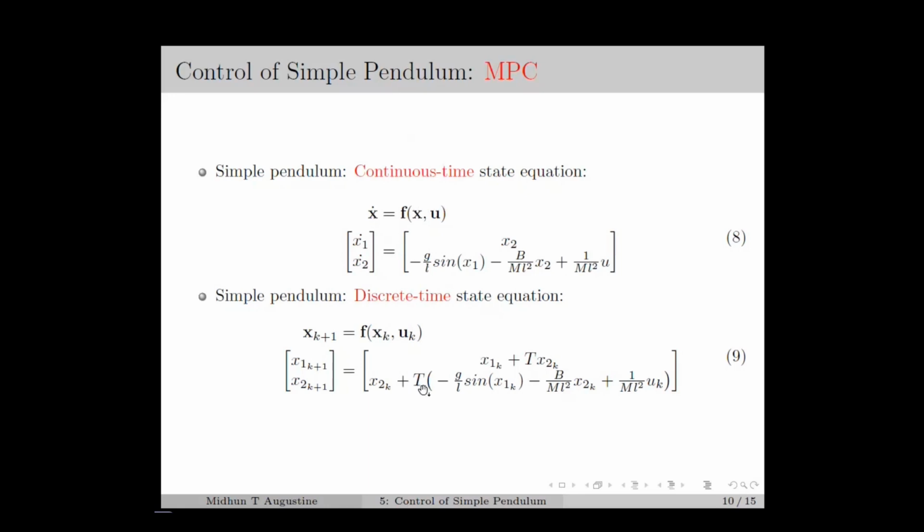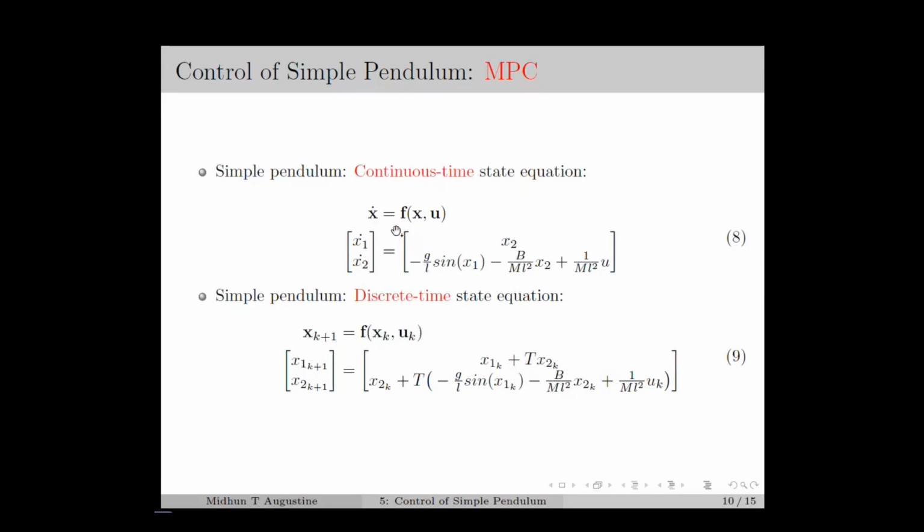Here, for a small value of the sampling period T, we can approximate this x dot as xk plus 1 minus xk by T. Then taking this T to the right hand side, we get xk plus 1 minus xk equal to T into f of xk comma uk. This results in xk plus 1 equal to xk plus T into f of xk comma uk, which gives this discrete time state equation.